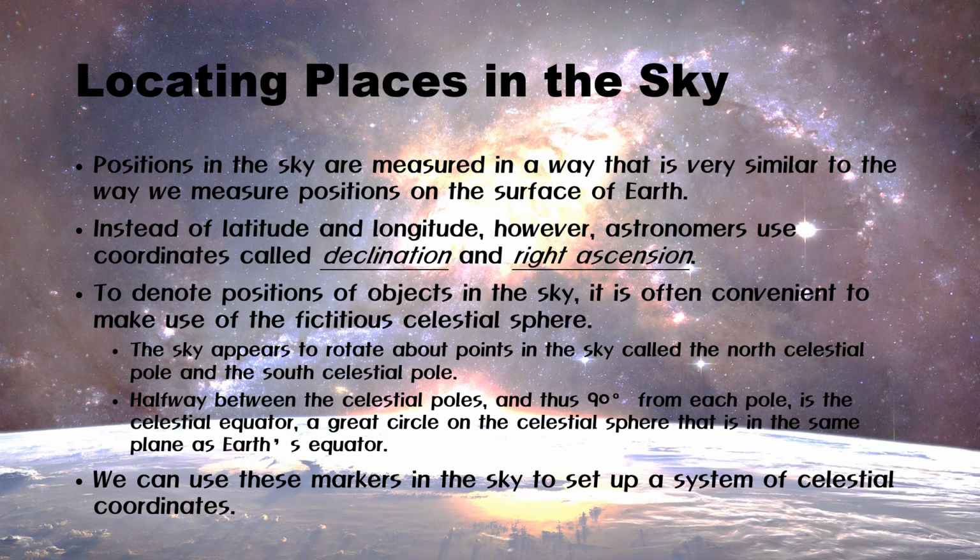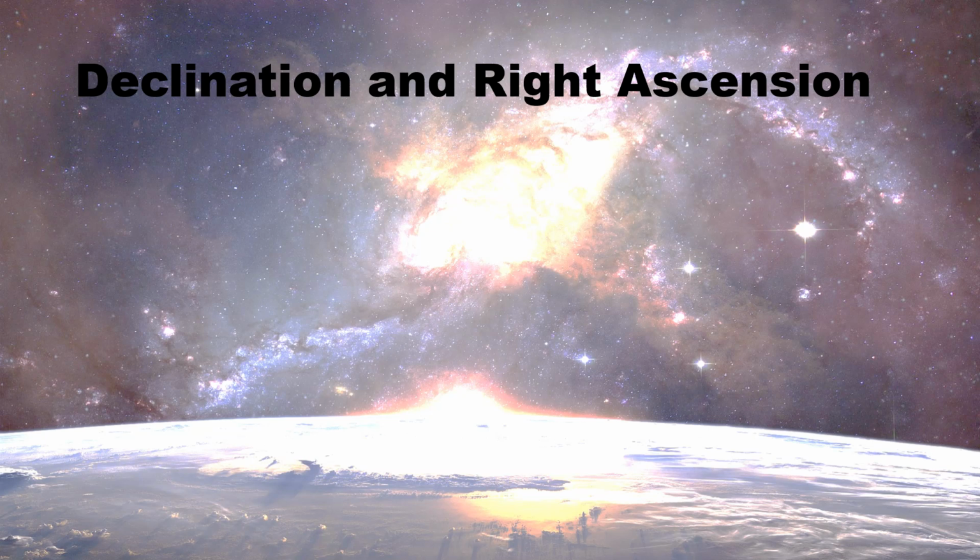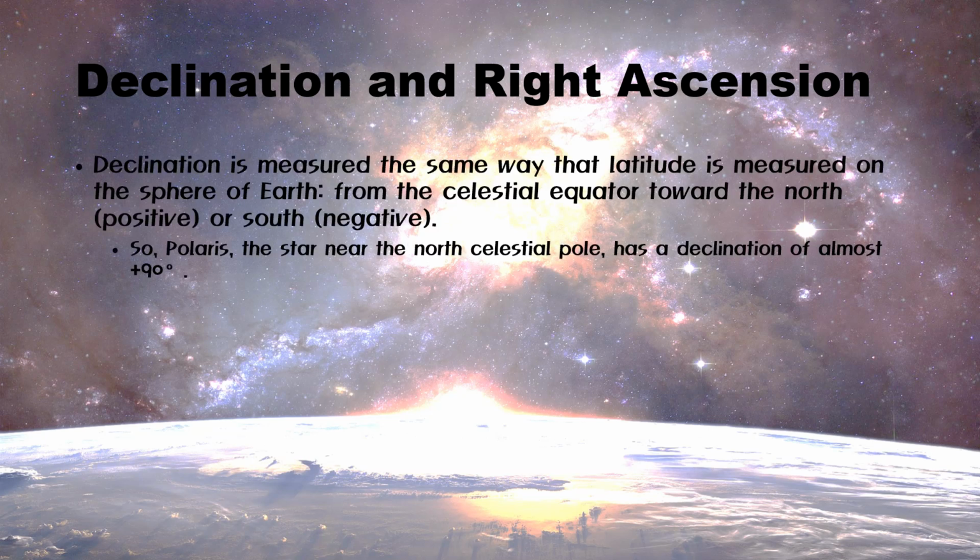Therefore, we can use markers in the sky to set up a system of celestial coordinates using declination and right ascension. Declination is measured the same way that latitude is measured on the sphere of Earth. We start from the celestial equator toward the north, the positive direction, or south, our negative direction. So Polaris, the star near the north celestial pole, has a declination of almost plus 90 degrees. Similarly, if you were to head down towards the south pole, obviously we don't have a south star, but if you followed that same direction, you would be moving towards a negative 90 degrees.